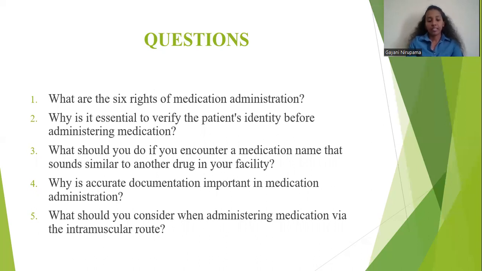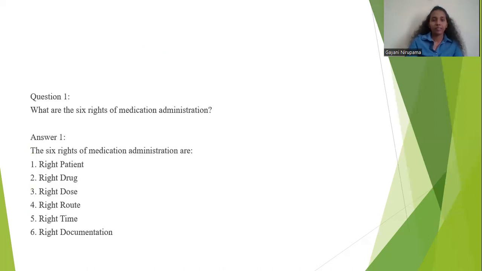Okay, let's see what the answers are. Question number 1. What are the 6 rights of medication administration? Those are right patient, right drug, right dose, right route, right time, right documentation.